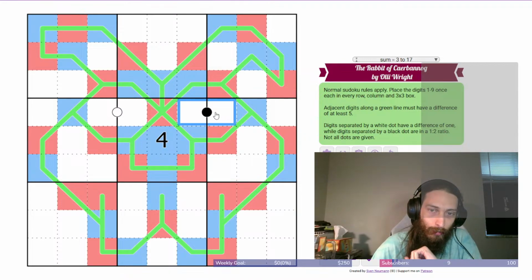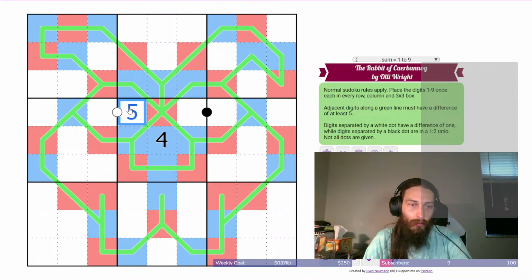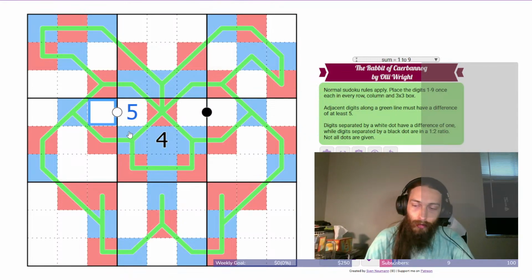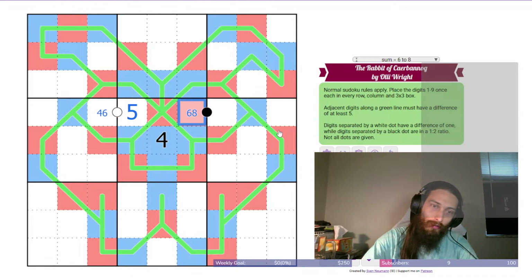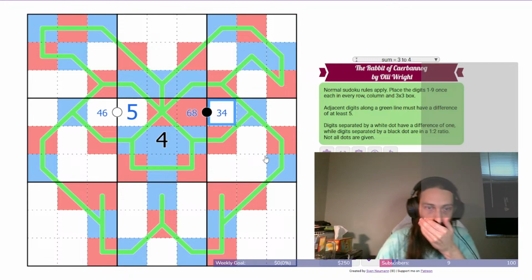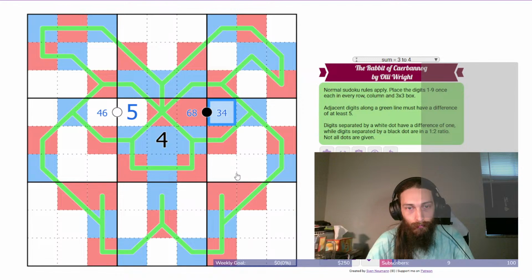black dot because twice 5 is 10 and half 5 is a fraction. So that puts the 5 over here with a 4 or a 6. And this is some high digit, which I think has to be 6 or 8, which would make this 2 or 4. Not 2, 3 or 4, which is a low digit.